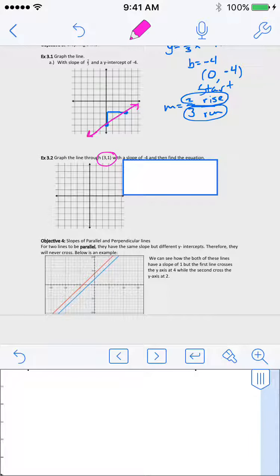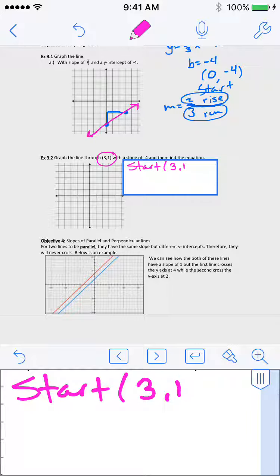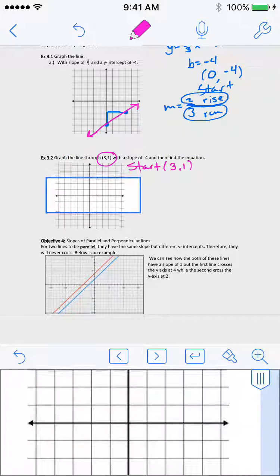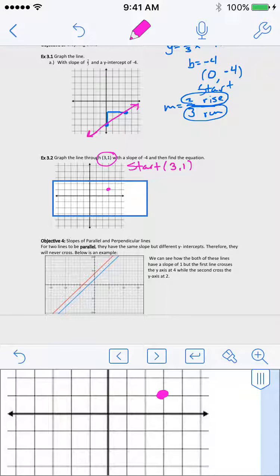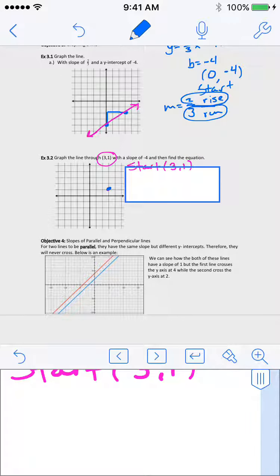So let's use our starting point of 3, 1, and then we will use our slope as walking directions from there. But let's start with 3, 1. So we go out 3 and up 1. We know that it starts there. You know what? I'm going to put that in blue. So there's our starting point, 3, 1. Now from there we have a slope m of -4.